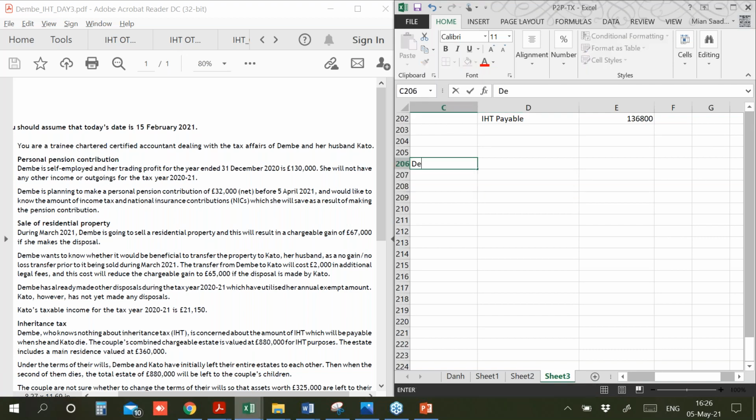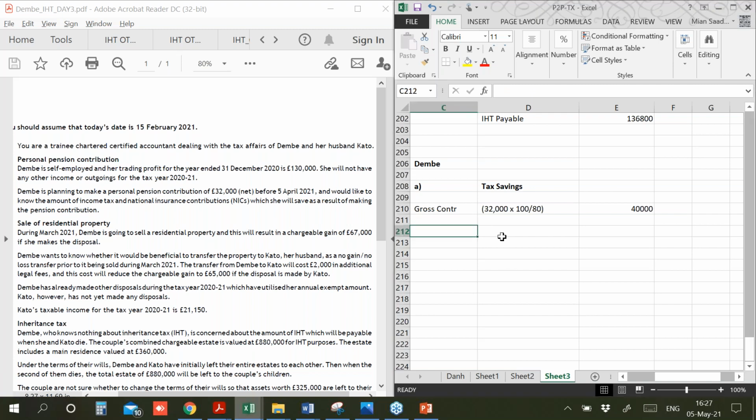The question is Dembe and we're doing its part A. Now, we have to calculate the tax savings. For tax savings, we will first tell the examiner what the gross contribution is, and tell the examiner how we have computed that. It is 32,000 times 100 over 80, and we'll tell the examiner that it is 40,000. What is that? Gross contributions.